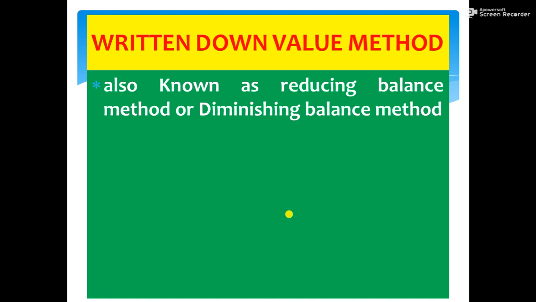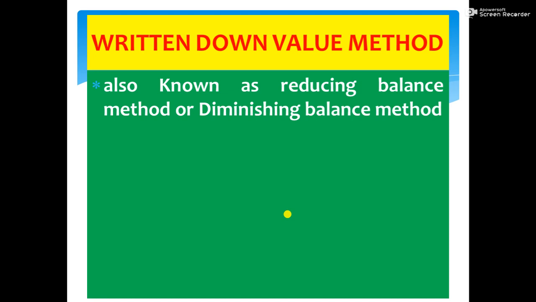Under written down value method, depreciation is computed by applying a percentage on the opening balance of the asset. Every year we should provide depreciation on the opening balance of the asset, plus if there is an addition, on addition also we provide depreciation.